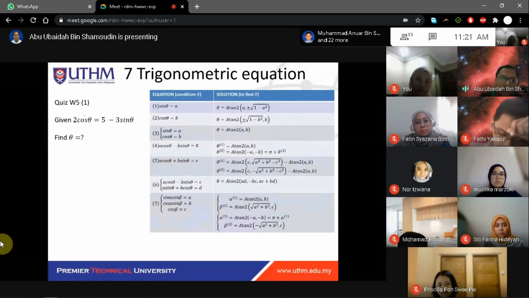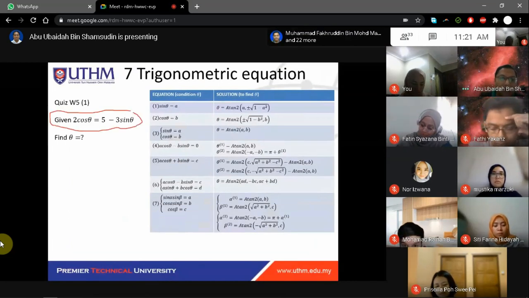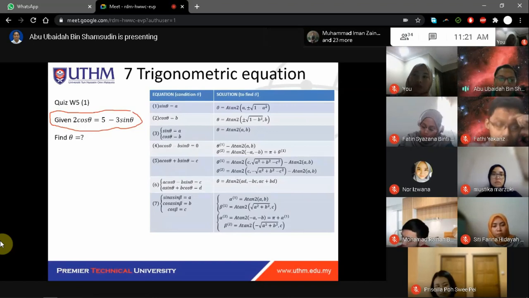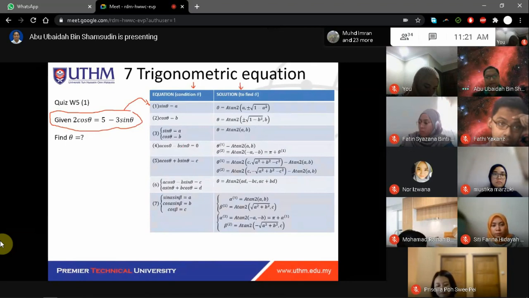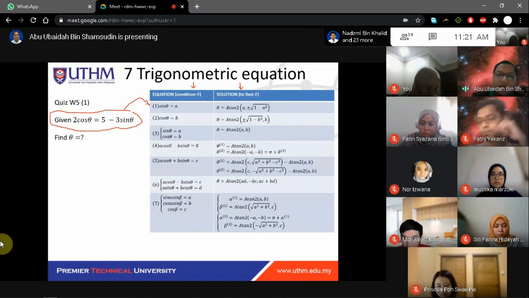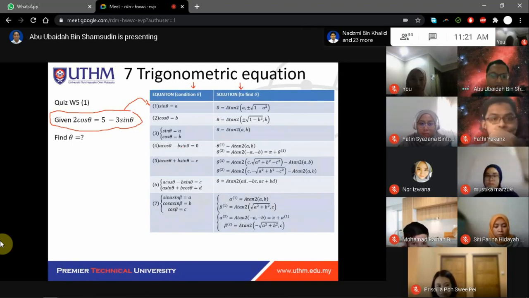Okay, so this one will become the quiz for today. So let's say, given that 2 cos theta is equal to 5 minus 3 sin theta, what is the equation on this part here? Please find the equation here. And what is the solution? Okay. Okay, cuba buat. Please try it, and after this I will randomly call one person to answer this question. Okay?